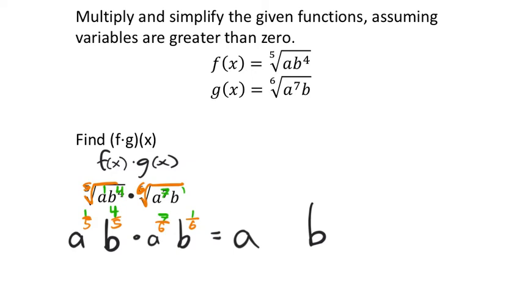So it would have been 1/5 for base A, and then we're going to add the 7/6. And then the B, we had a 4/5 exponent, and then a 1/6, which again, we're adding because the bases are being multiplied. Now, you can do this by hand if you'd like.